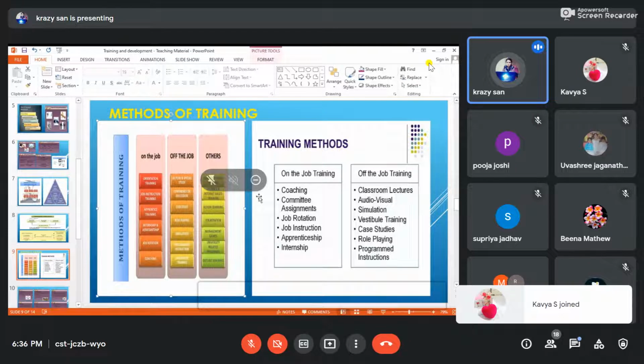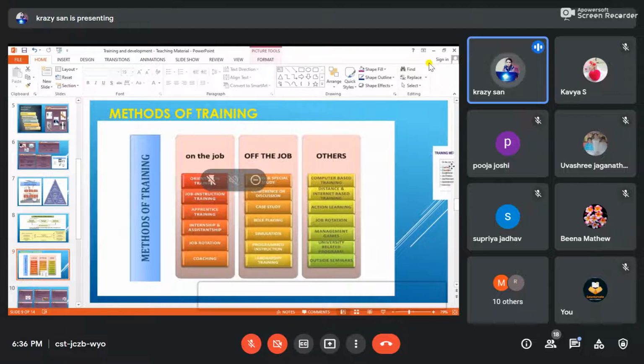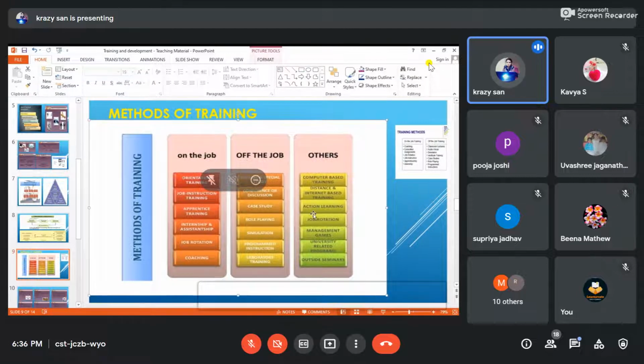Now let's look at the other training concepts. Over here I'm minimizing the theoretical ones. Others will be, if you see, on the job orientation training, job instruction training, apprentice training, internship and assistantship training, job rotation and coaching. Off the job are lecture and special study, conferences and discussions, case studies, group discussion, role playing, simulations, programmed instruction, and laboratory training. Don't forget, laboratory training is also a very crucial one, for those who are in the medical industry.